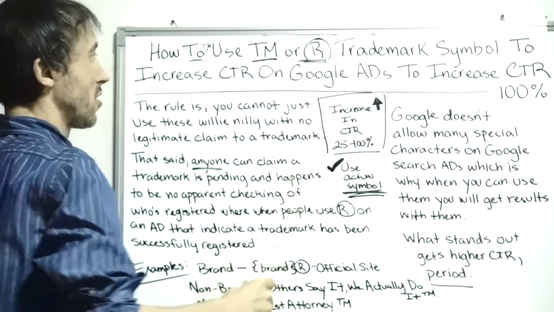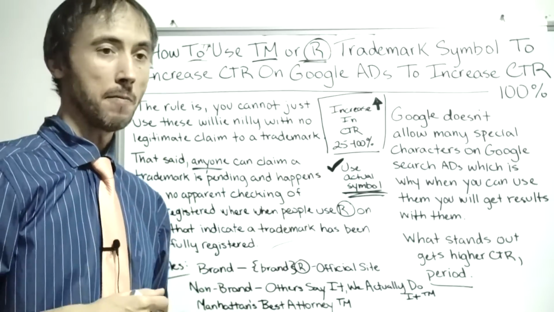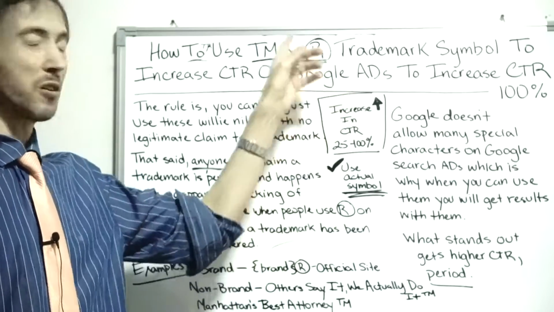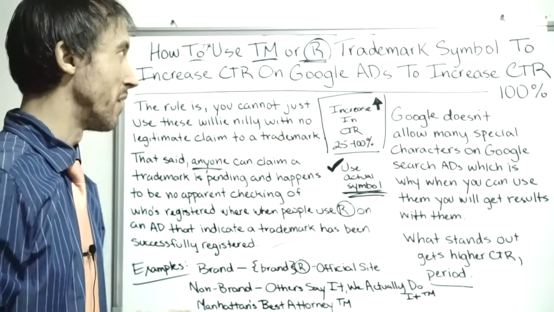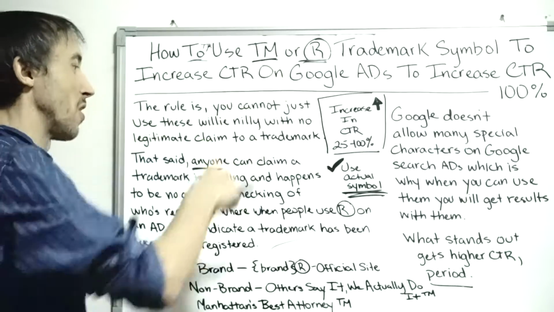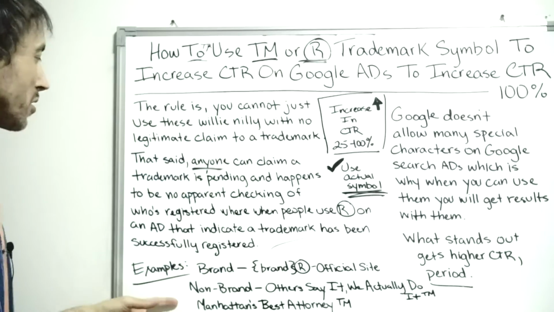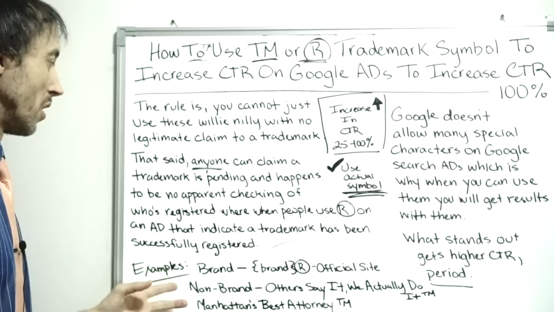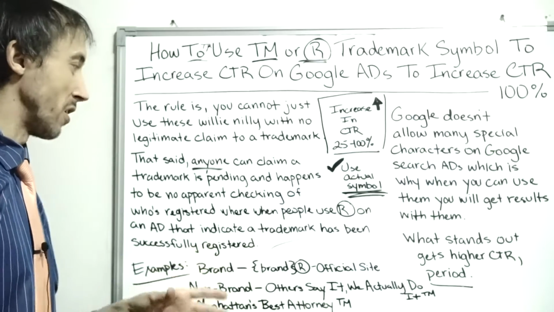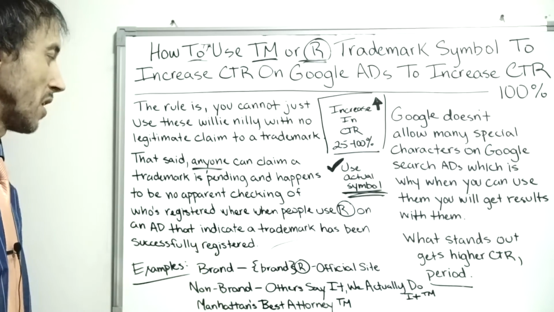Same thing with the registered symbol. You want to use the actual symbol. And of course, there's no way to do a circle around an R unless you use the symbol. But just to state the obvious, use the actual symbol, not just an R. Anyway, beyond that, here's some examples, like I said I would show you, on how to execute this to actually get the click-through rate increase that I'm promising you here on this video.